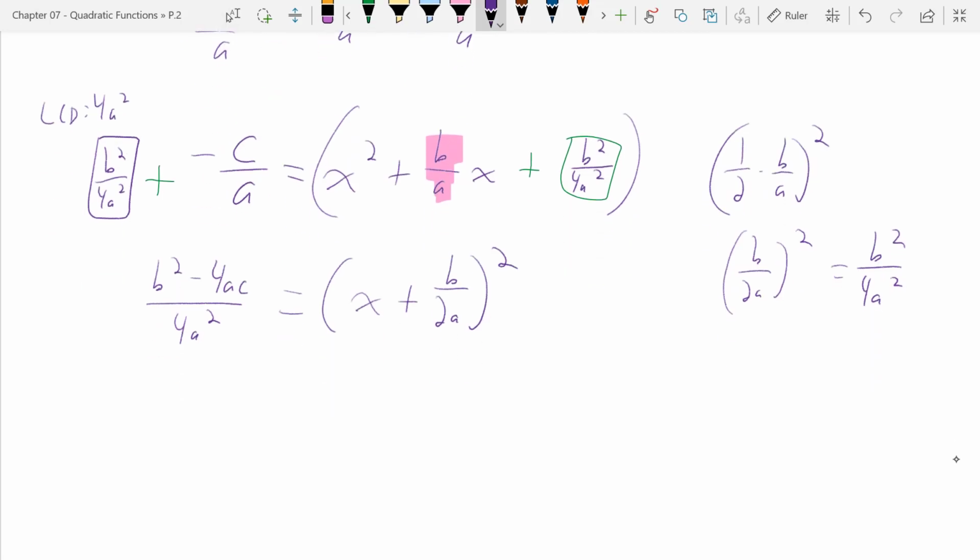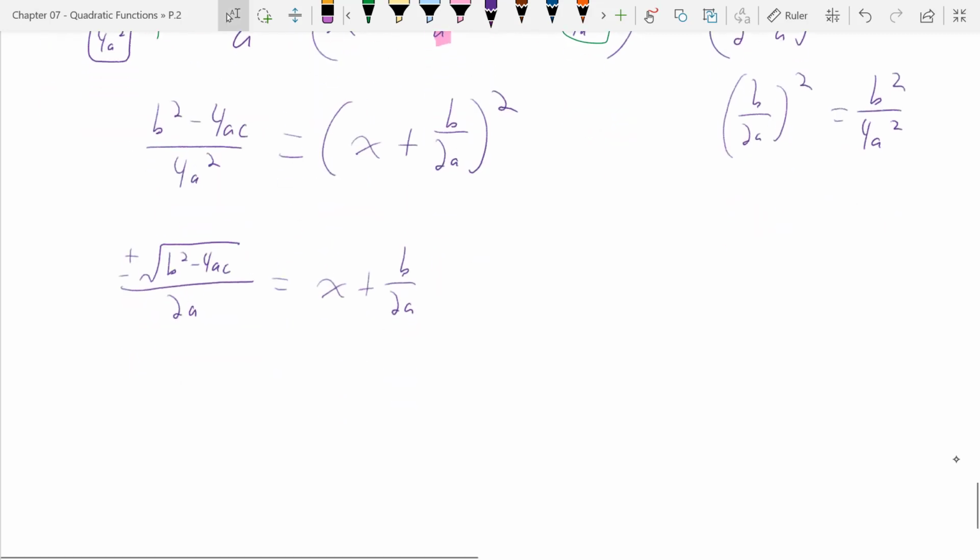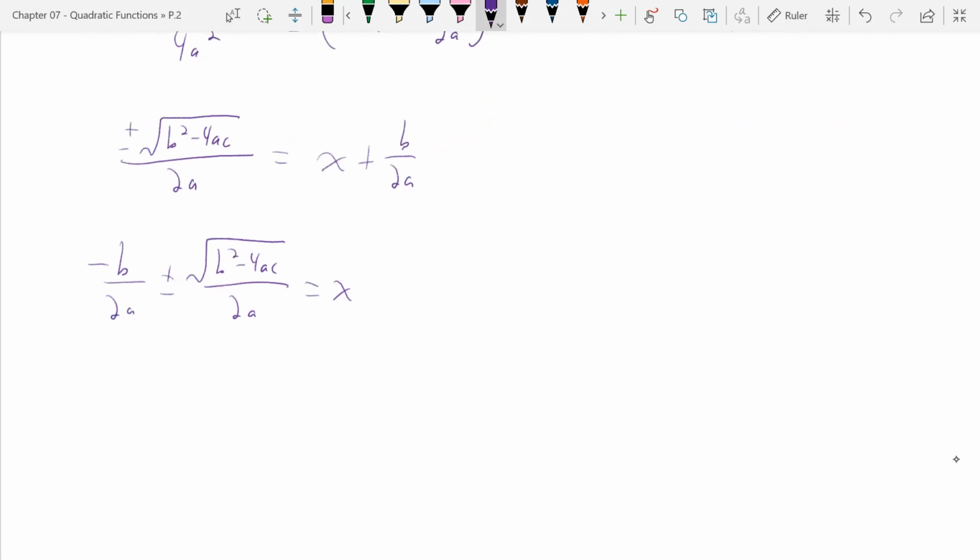Now we're going to do a plus or minus square root, so left side becomes plus or minus radical b squared minus 4ac over, I can actually take the square root of 4a squared and make it just 2a, equals x plus b over 2a. And if I subtract b over 2a and put that at the start, I get negative b over 2a plus or minus root b squared minus 4ac over 2a equals x. And if I put that all over the same denominator, I just get x is equal to the opposite of b plus or minus the square root of b squared minus 4ac all over 2a.